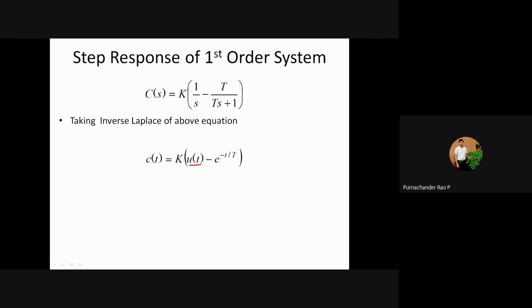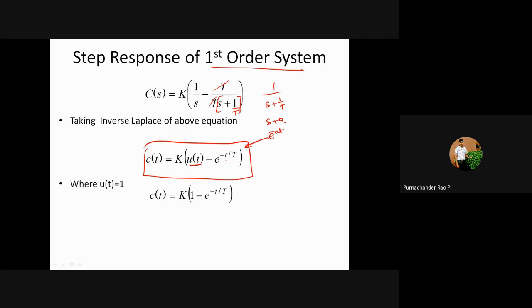We need to take T common here, so this is going to be 1 by T, and the T and this T will be cancelled out. So you have 1 by S plus 1 by T only. It is like S plus A, so your signal is going to be e to the power of minus A into t, and therefore you write this as e power minus t by capital T. So this is your step response of the first order system.